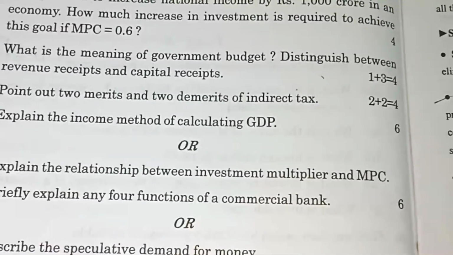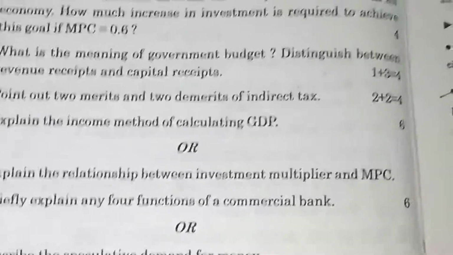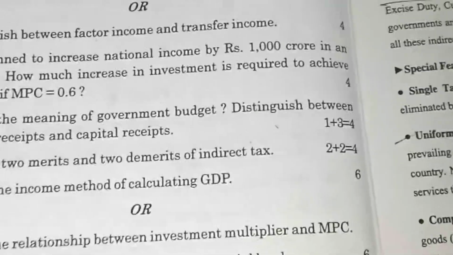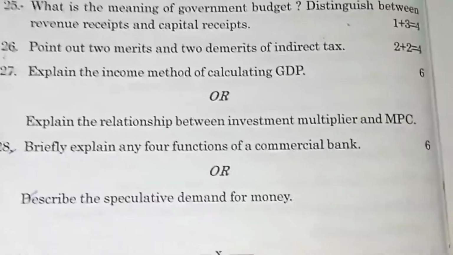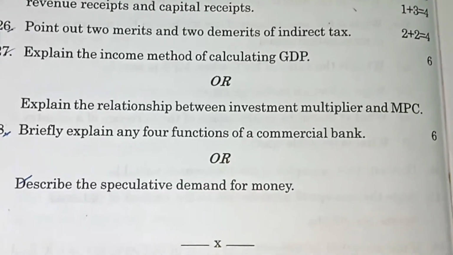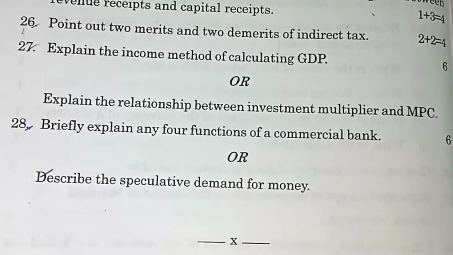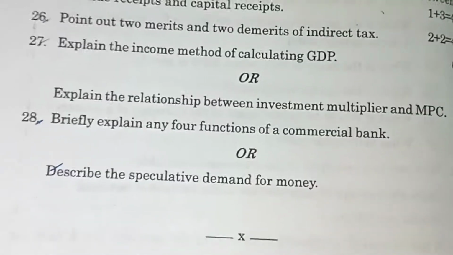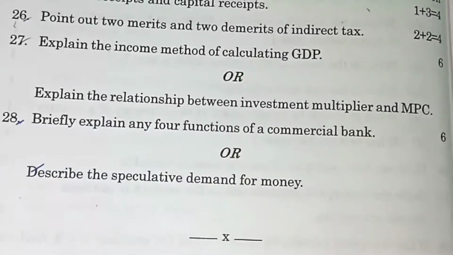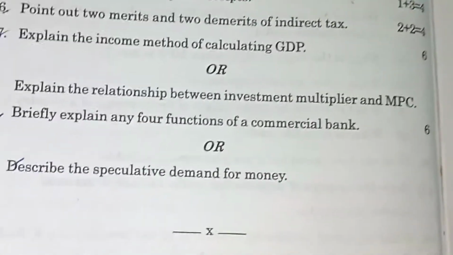In secondary functions, one function is collection and payment of various items, and second function is executor and trustee. In general utility function, it includes locker facility and traveler's check. Locker facility means bank will provide locker facility to their customers for safe custody of their valuables. But in traveler's check, to travel fearlessly, bank provides a check to the customer.